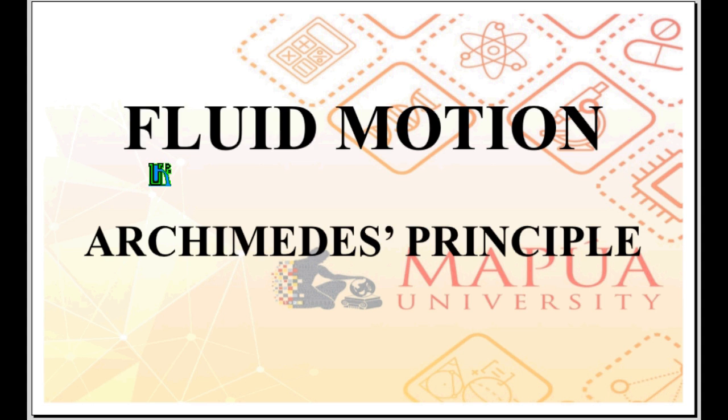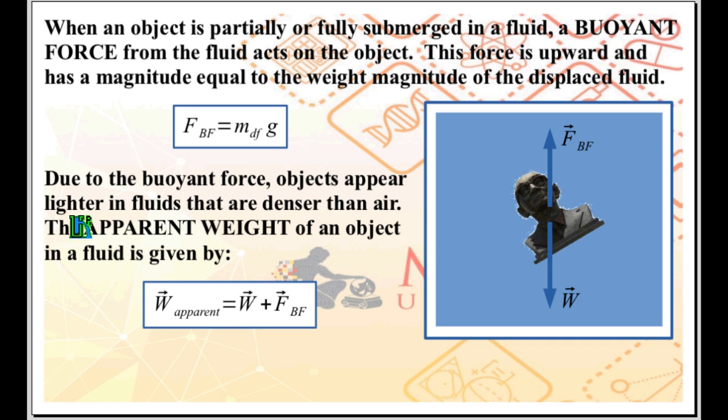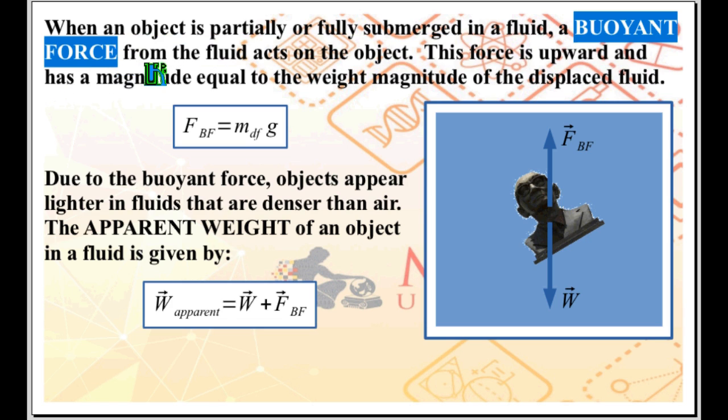And now we have the next part of our discussion on fluid motion. We have Archimedes' principle. When an object is partially or fully submerged in a fluid, a buoyant force coming from the fluid acts on the object. This force is upward and has a magnitude equal to the weight magnitude of the displaced fluid.